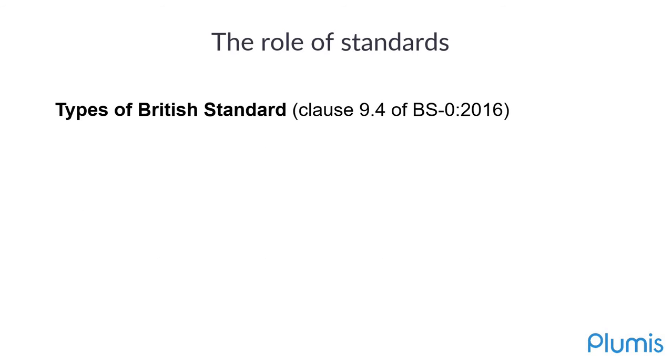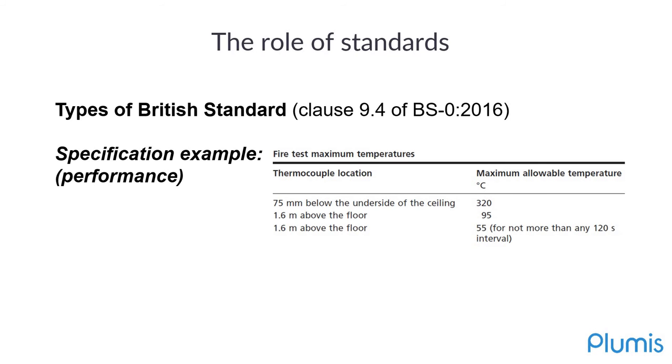So within the 8458, I'll give you an example of each present in that document, even though it's called a code of practice. A specification example we have, which is a performance requirement, is the table from the testing in Annex C, which shows what are the maximum temperature criteria that are allowed in the fire test to demonstrate that the system performs as a good suppression system.